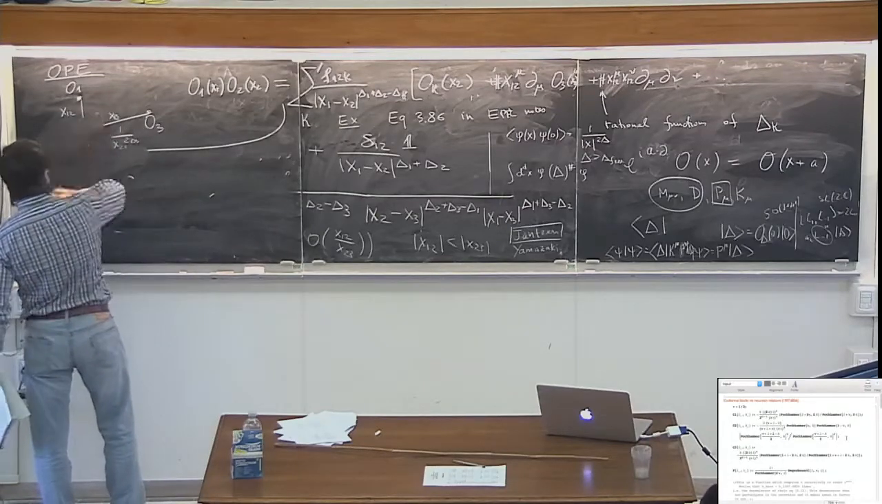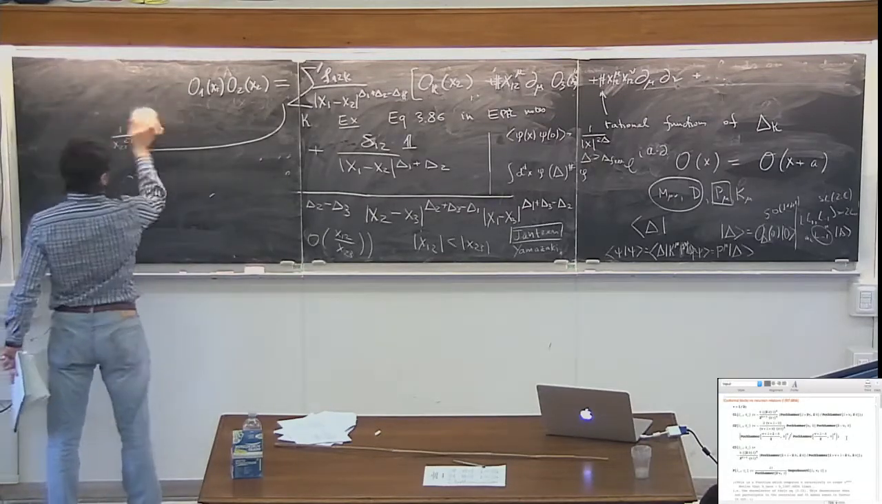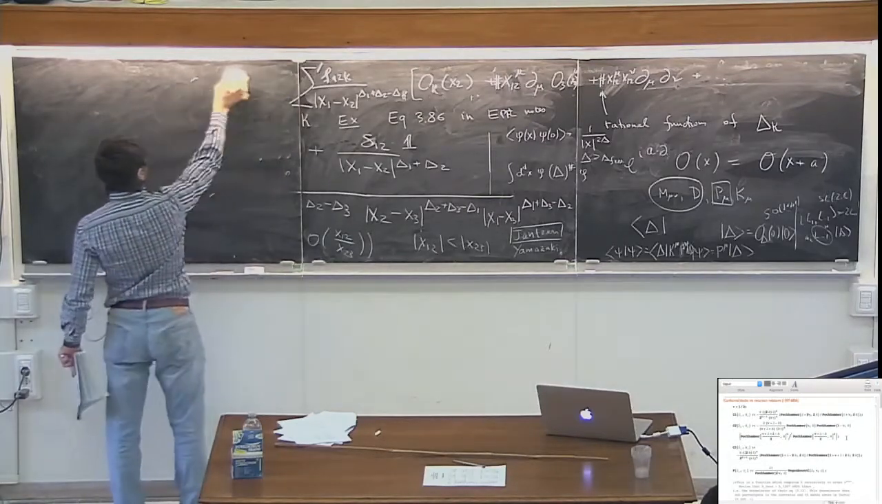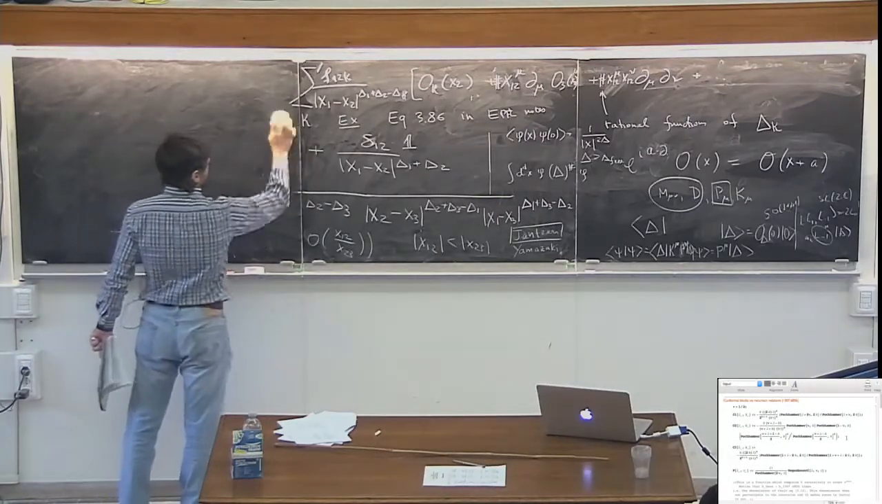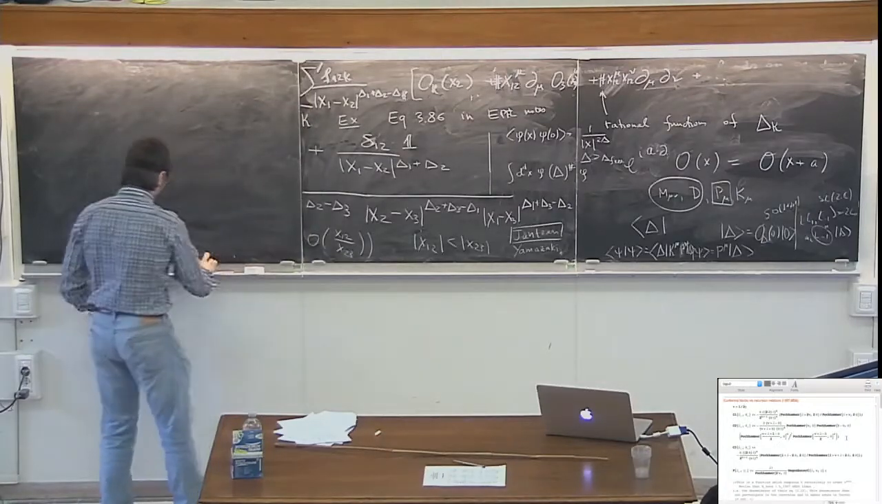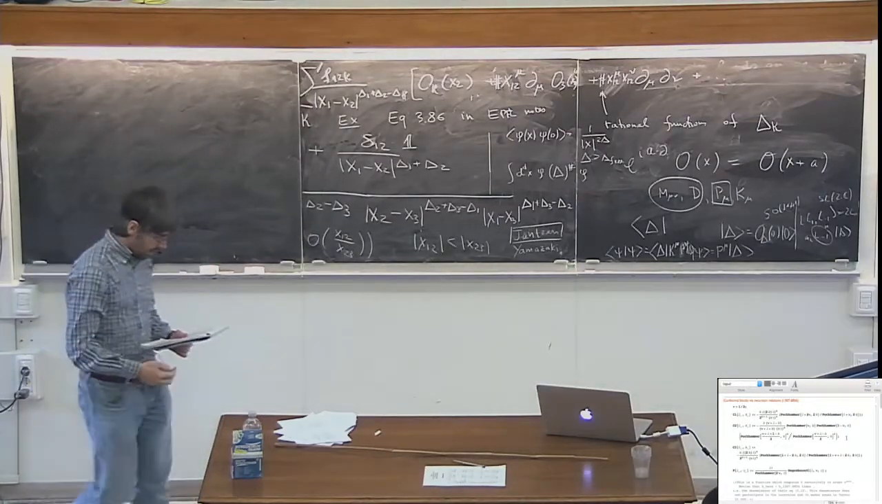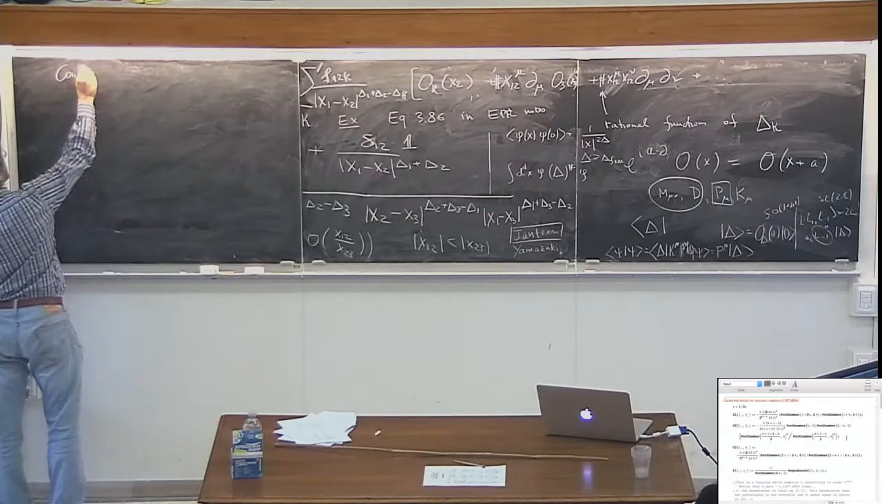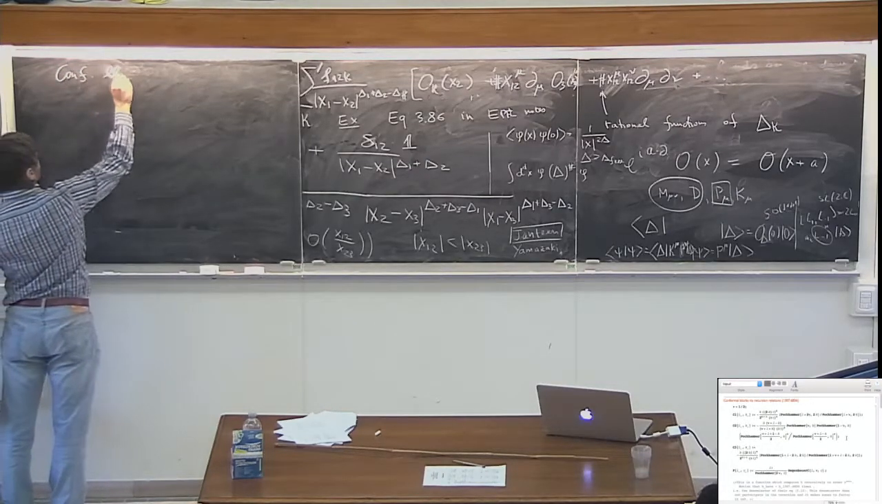Okay, ticked off OPE, another item on our list. We are going at good speed, so we'll probably get where I want us to get. The next item which we need to dominate is something which is called conformal blocks.